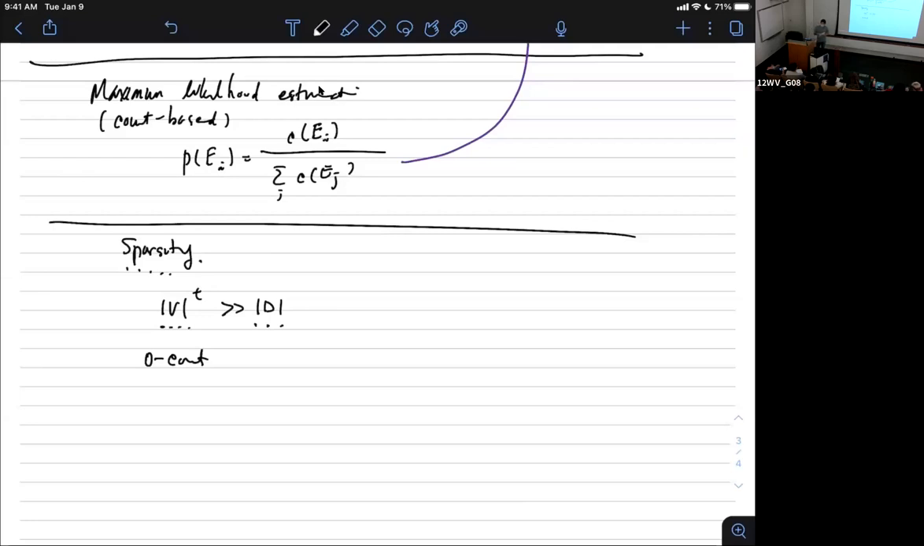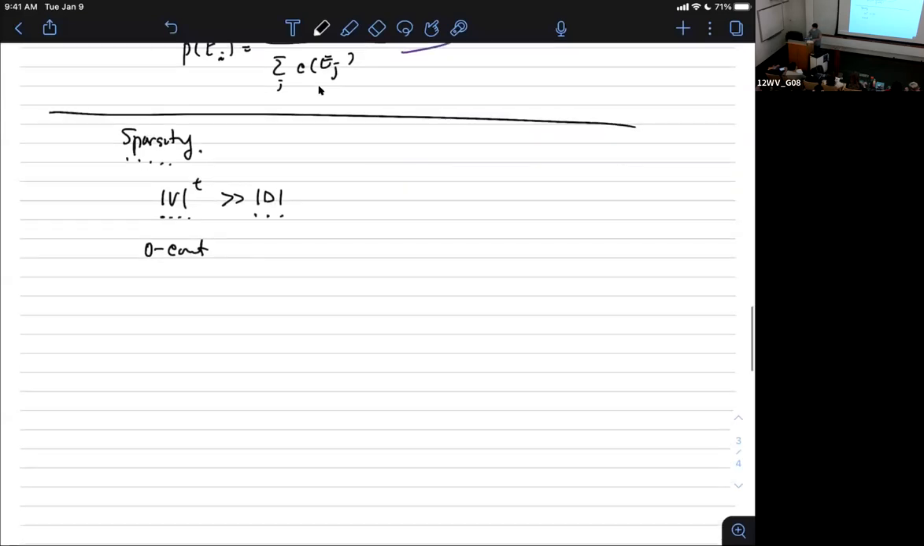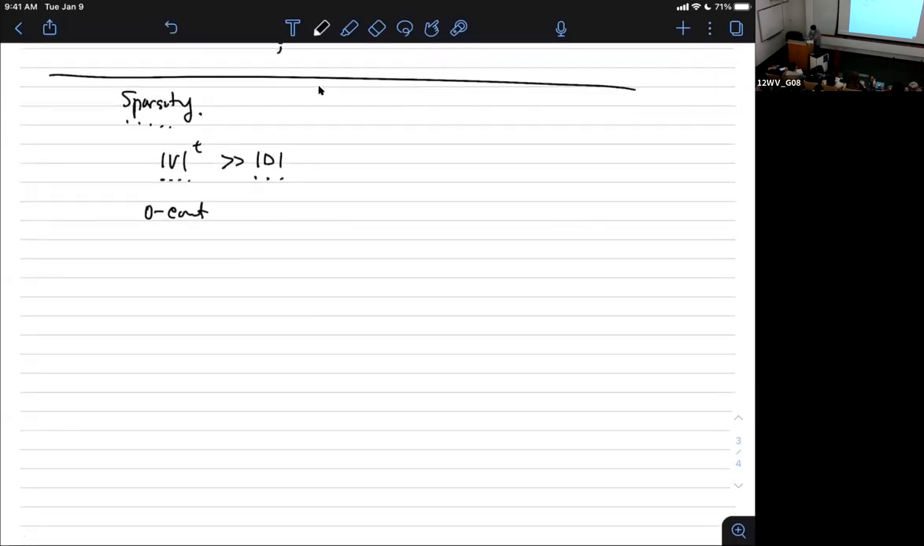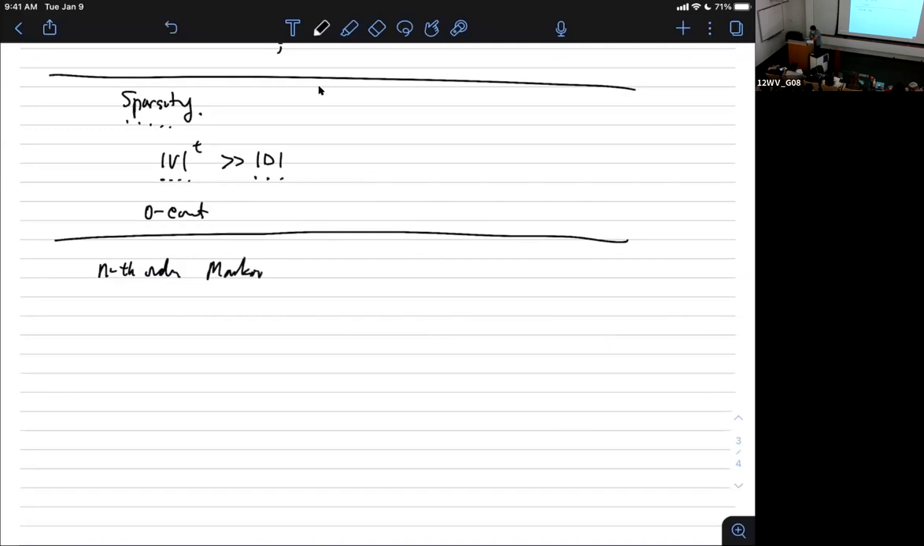And this is the issue of sparsity. It's fine to have 0 counts, but it's not fine that we don't know whether a 0 count phrase is impossible or we just did not see it because our corpus is limited. In order to avoid this issue of sparsity a bit, not too much, people have been relying on something called the nth order Markov assumption.